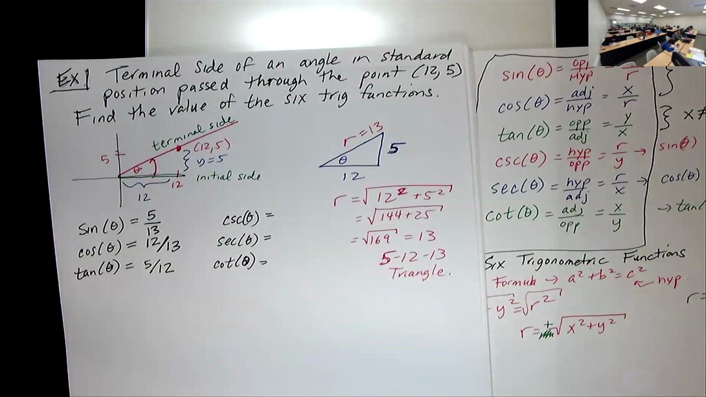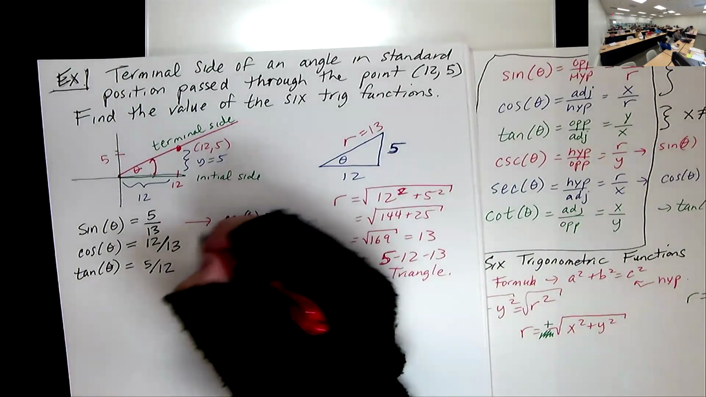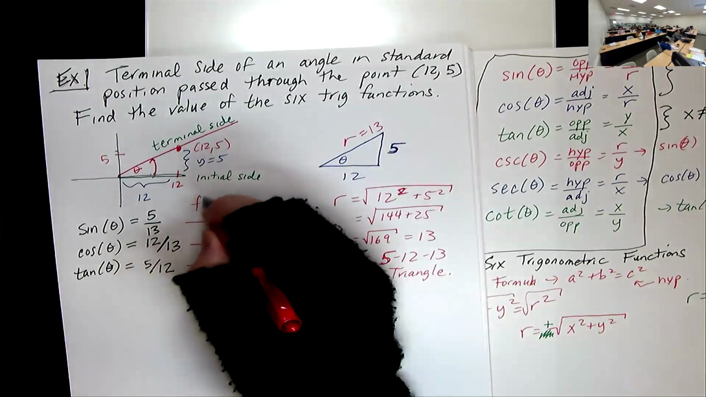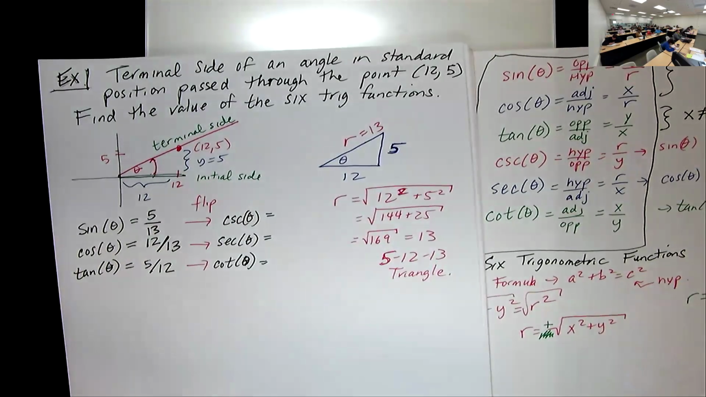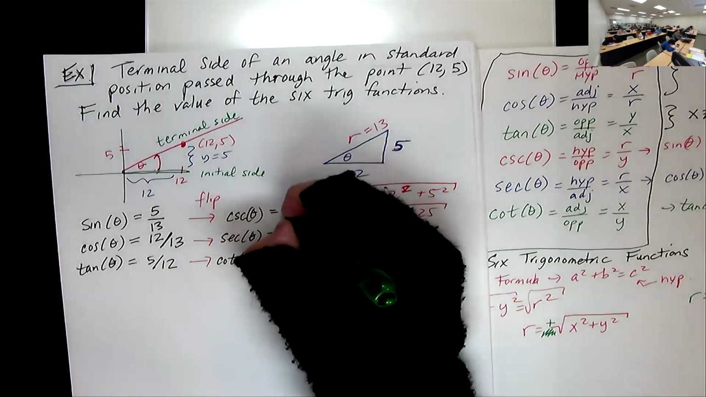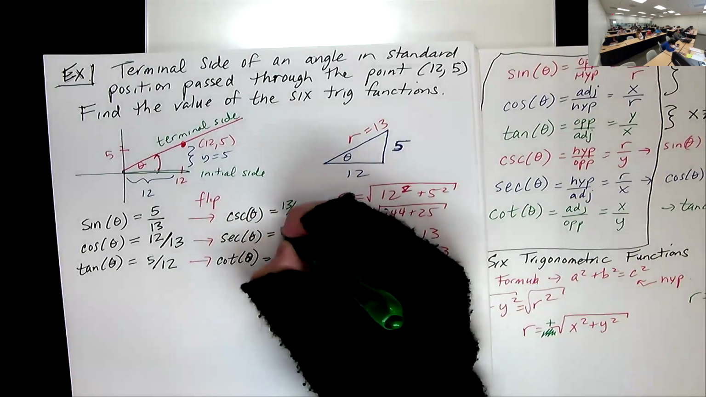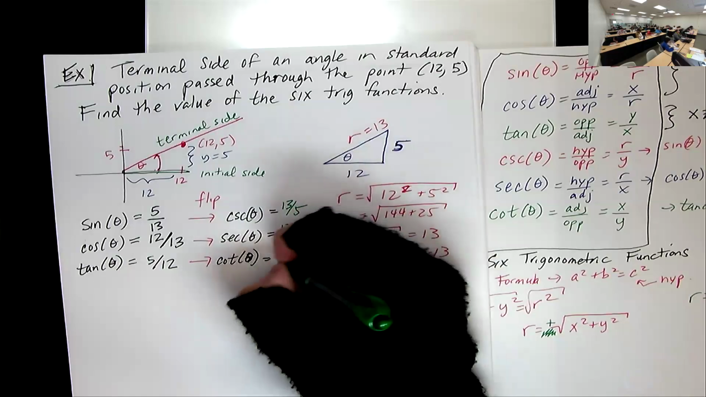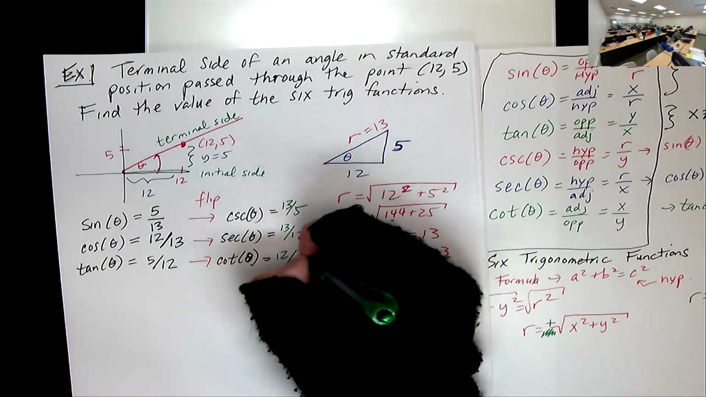Now, to do the other 3, I don't know that it's helpful to try to remember this R over Y, R over X, X over Y. I think it's easier just to remember to flip those. Flip. So we'll have 13 over 5 here, 13 over 12 here, and 12 over 5 here.